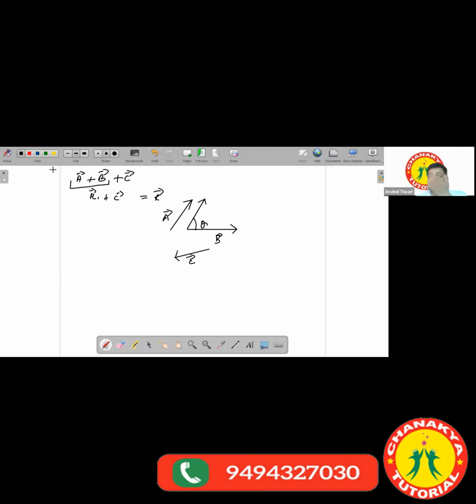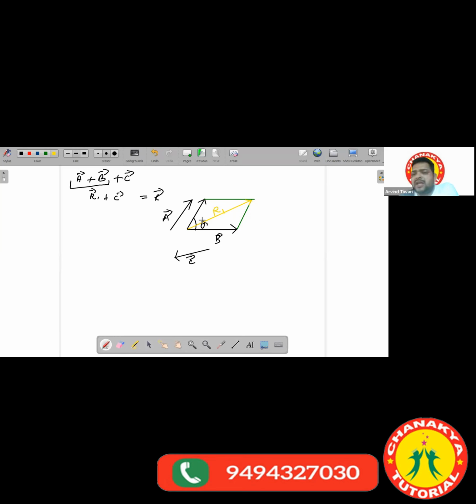Now I complete the parallelogram. For that, I need to draw a line parallel and equal to B, and a line parallel and equal to A also. So I will be drawing both this way, and the two lines meet at this point. Now the resultant vector will be given by the diagonal. So we draw the diagonal, which represents the resultant here. This one is my resultant R1. Remember, this is the resultant R1.